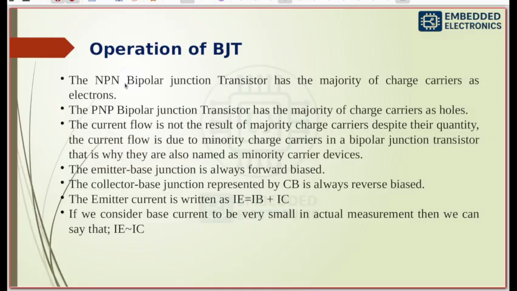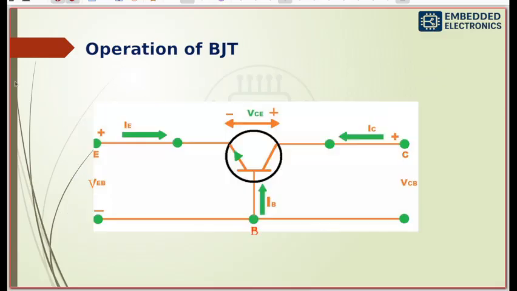The emitter base junction is always forward biased, as I already said in the previous topic. The collector base junction is reverse biased. So for the emitter current, we have the formula: the base current plus the collector current. If we consider the base current to be very small in actual measurement, then the emitter current is equal to the collector current. So this is the operation of BJT.